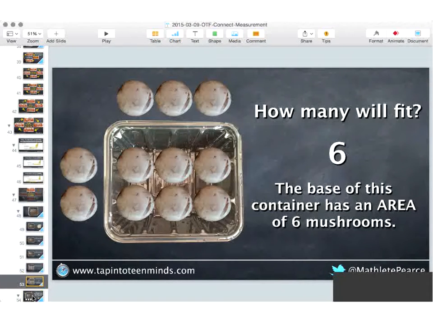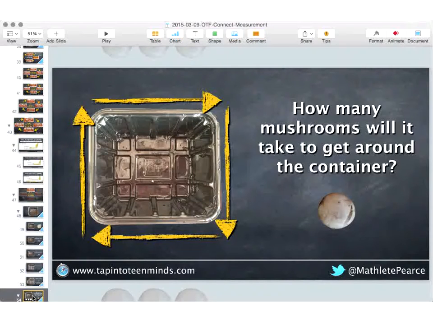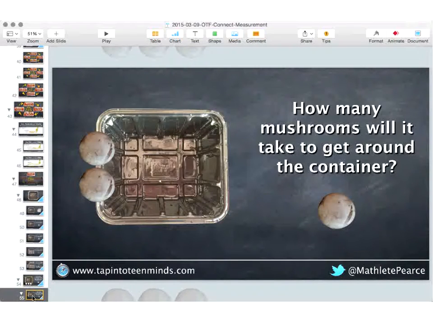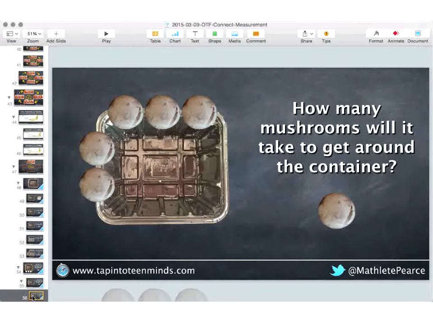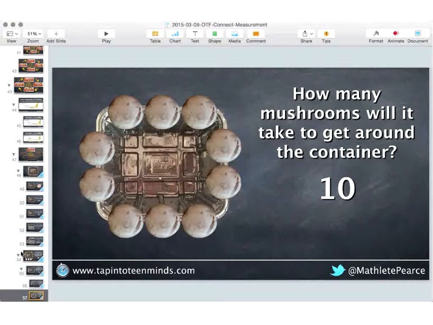Now, oftentimes I'll get students who will say 14, and I'd be curious to know if anyone can guess why a lot of students might say 14 in this case. There you go. Christian, right on the money. A lot of students will start arguing about the idea of the corners. So sometimes when we're doing perimeter, I'll actually put it on top of the package. When they see this, they can see that we actually do have 10 that fit around.